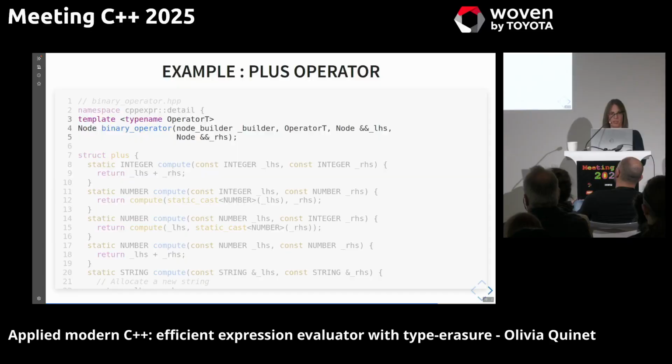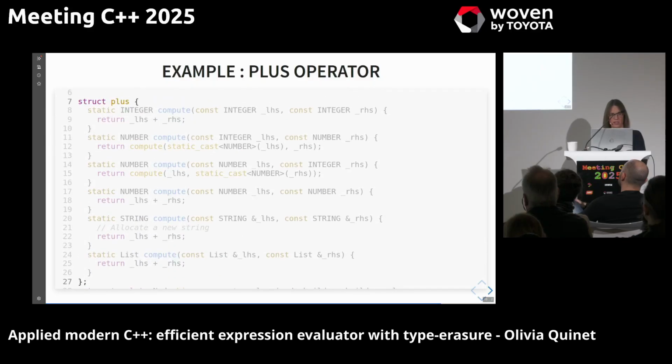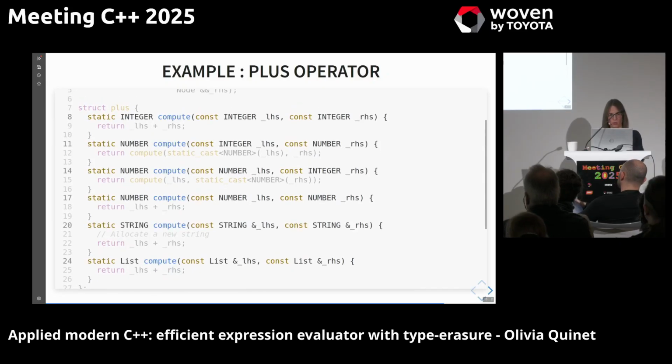So, the plus operator, for example: you define a template binary operator function that takes first a builder for the node, the type of operation that you want to apply, and the left-hand side and right-hand side node. You define the struct operation with all the possible combinations that you want to deal with. You have the operation for the integer, for the number, for the string, and for the list.